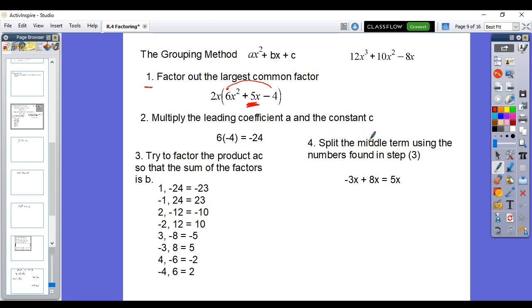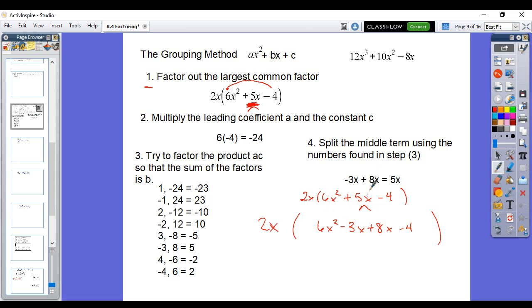So what we are going to do is split this middle term into that. I'm bringing down that 2x, and for 6x squared plus 5x minus 4, we're splitting this 5x into these two right here. It's now going to become 6x squared minus 3x plus 8x minus 4. Now if you look at this, we didn't lose anything. This is still the same problem, and there are still parentheses around this whole thing, with the 2x way out here. This didn't change. It just changed the look, but it didn't change the value.